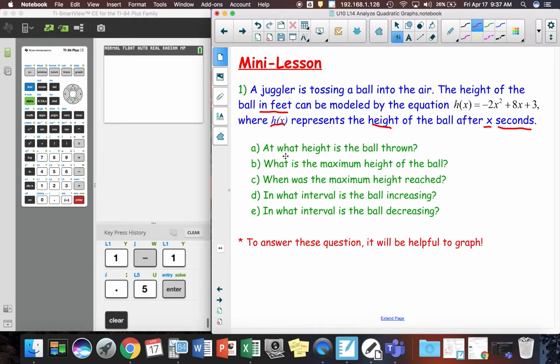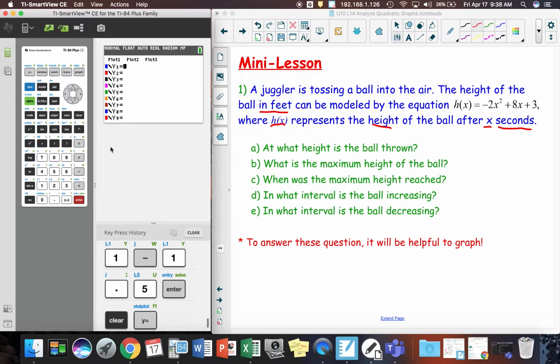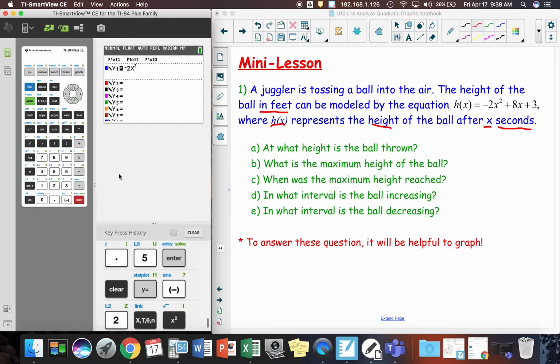So they're asking us different questions. At what height is the ball thrown? What is the maximum height? When is the maximum height reached? Interval of the ball increasing and decreasing. In order to answer these questions, it's better to graph it. I'm going to graph it on my graphing calculator here. We have negative 2x squared plus 8x plus 3.